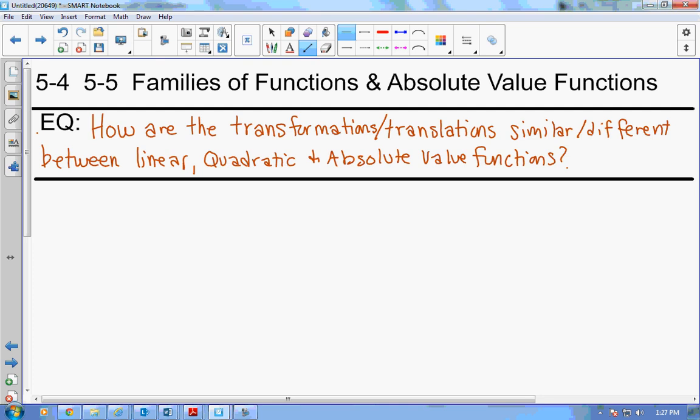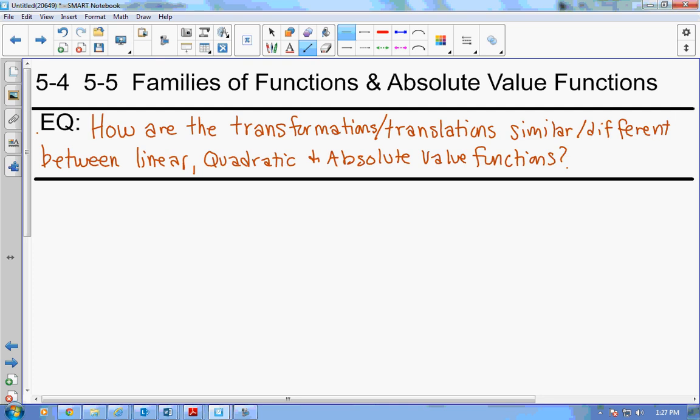Okay, translation is a fancy math word for shift. We've talked about shifts for months, right? Horizontal shifts, vertical shifts. Shift. S-H-I-F-T. Yes, there's some common letters in there with another word, but shift.